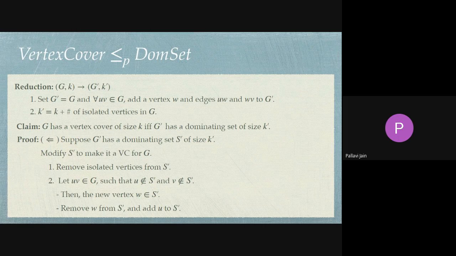Our goal is to make S prime a dominating set, right? Sorry, make it a vertex cover. So dominating set. Okay, so you are saying that maybe after this operation, it will not remain a dominating set. Will. Okay, yeah, it will. Okay, I agree.